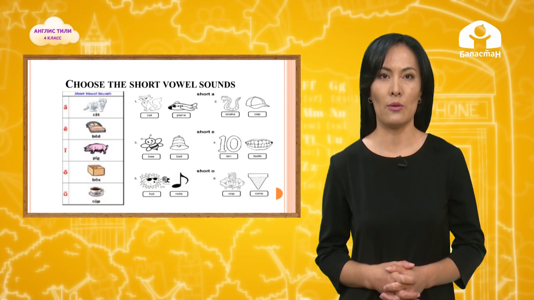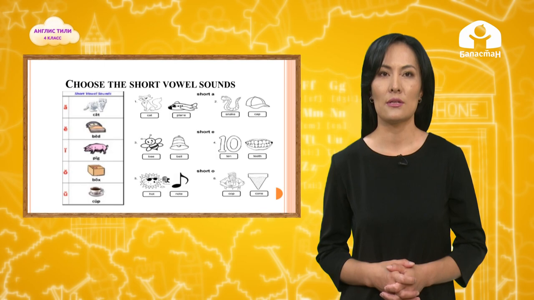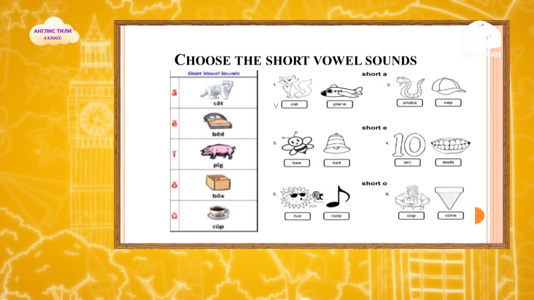Choose the correct short vowel sounds. Cat, plane. What do you choose? You choose cat. It's a short vowel sound. Snake, cap. What do you choose? You choose cap. Bee, bell. What do you choose? Right. You choose bell. Ten, teeth. What do you choose? You choose ten. E is a short vowel.